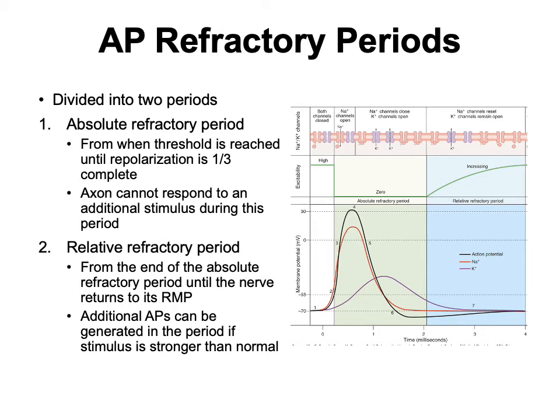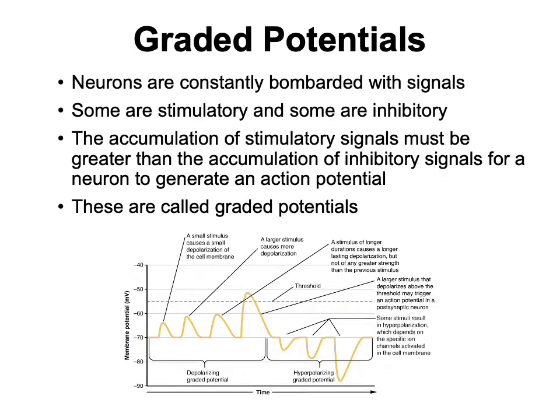The relative refractory period starts from the end of the absolute period until the nerve returns to resting membrane potential. Action potentials can be generated in this period if the stimulus is stronger than normal, because during this period the membrane is actually hyperpolarized during the relative refractory period.